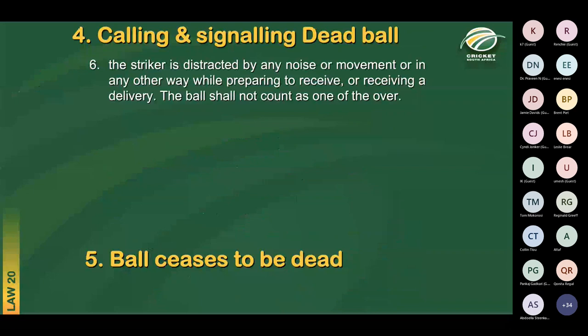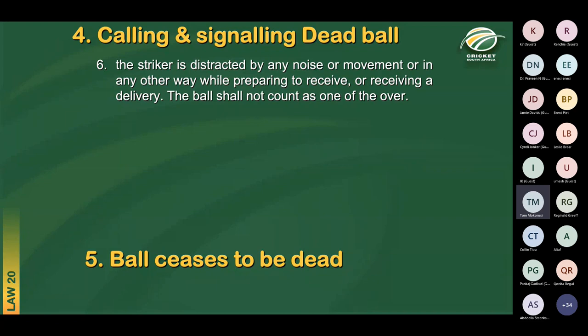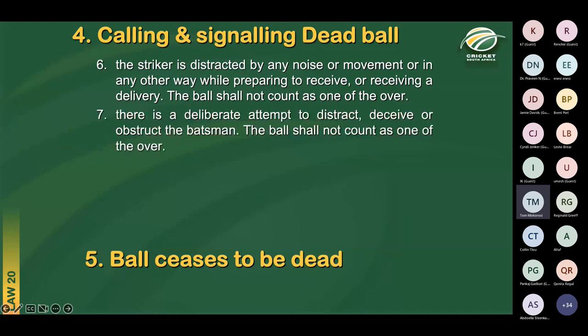We also need to call and signal dead ball if the striker is distracted by any noise or movement, or in any other way while preparing to receive or receiving a delivery. Once again, this ball shall not count as one of the over. If there is a deliberate attempt to distract, deceive, or obstruct the batter, the ball shall not count as one of the over, and we shall call and signal dead ball.